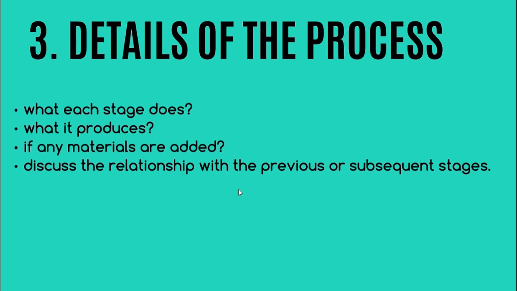Let's talk about the details of the process. So you should always say what each stage does, what it produces, if any materials are added, and discuss the relationship with the previous or subsequent stages. This is a very important step which you have to keep in your mind, that always try to form a relationship with the previous or the subsequent stages, and it will also be helpful for you to write the sentences in a structured manner.